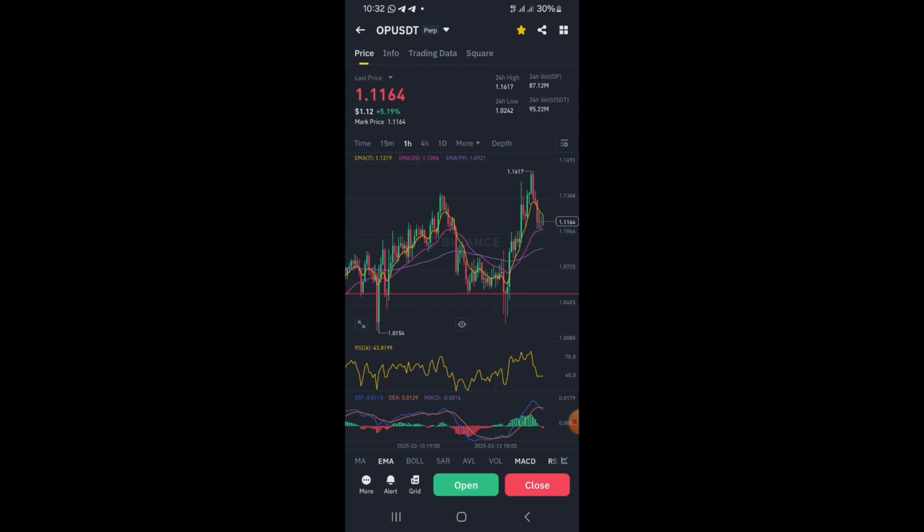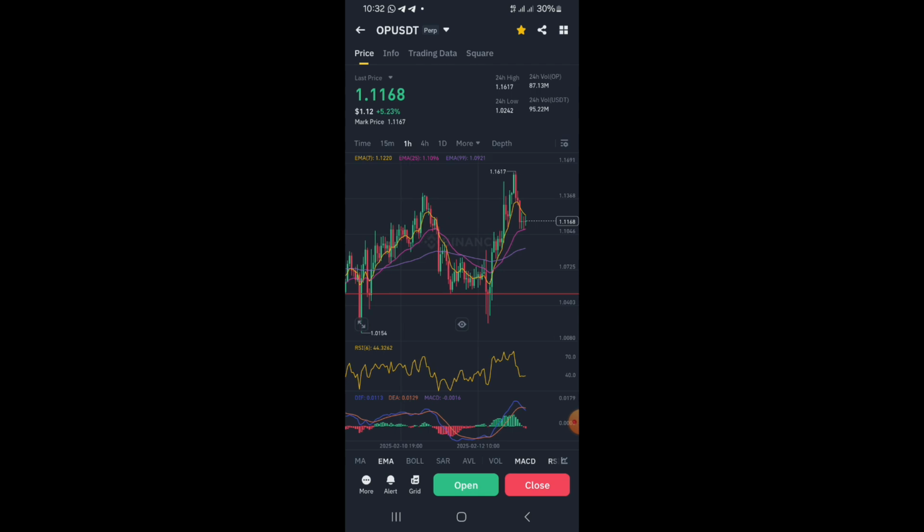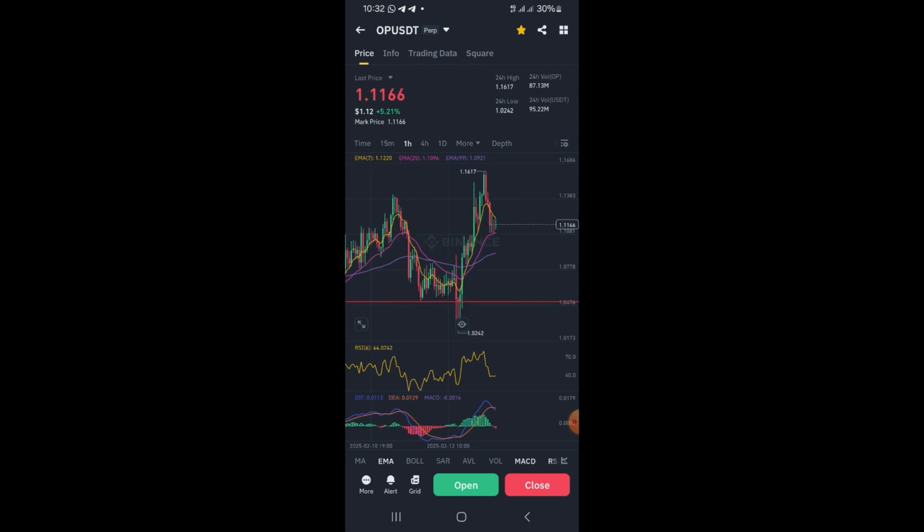overbought, and then we place a short trade. But right now it's not there. It's already at 44, which is consolidating a bullish momentum. But whenever you see this RSI oversold at 30, whenever you see this number at 30 here, you will see it is at 40.